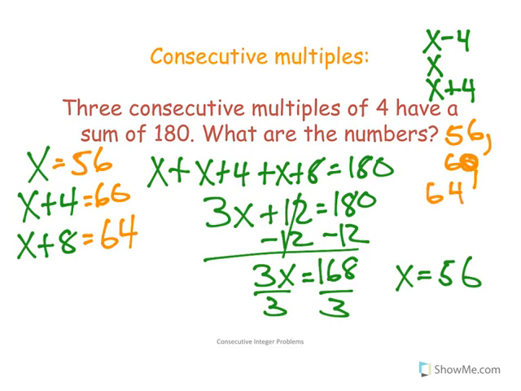Are those numbers consecutive multiples of 4? They absolutely are. Do those 3 numbers add up to 180? They absolutely do, so that's going to be our check. 56, 60, and 64.